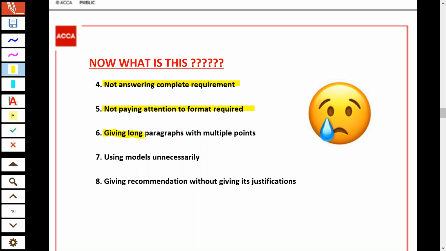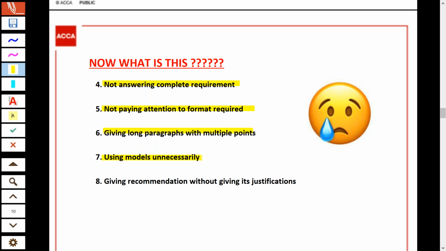And then he says students give long paragraphs with multiple points squeezed into one paragraph. This is not how the board likes to read. The board likes to read small paragraphs, one paragraph for each point. And then he feels that students use models unnecessarily.